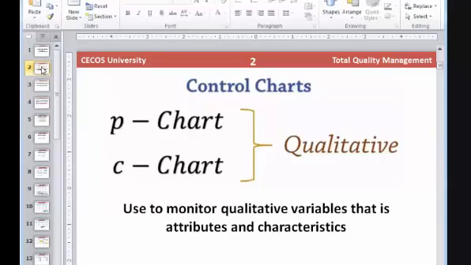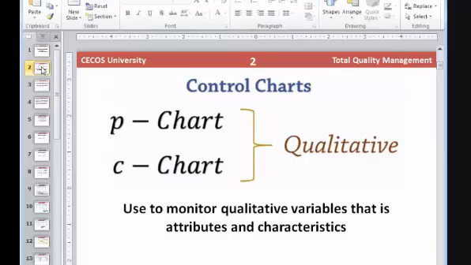These are the qualitative charts. We have to monitor the qualitative variables, that is attributes and characteristics. What are the attributes and characteristics? They are briefly described in the previous lecture.